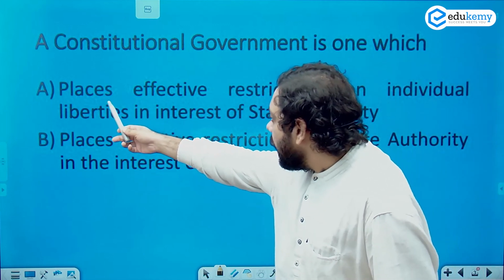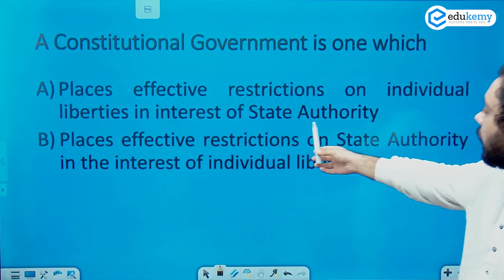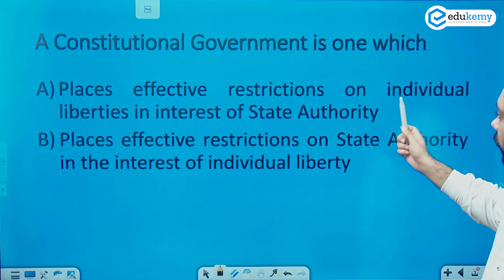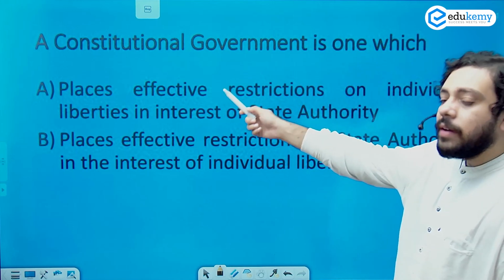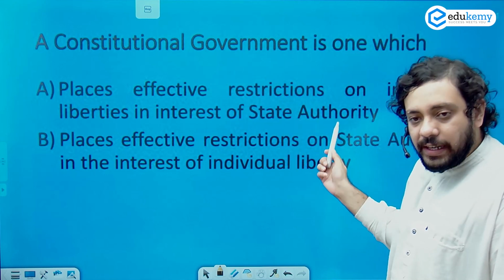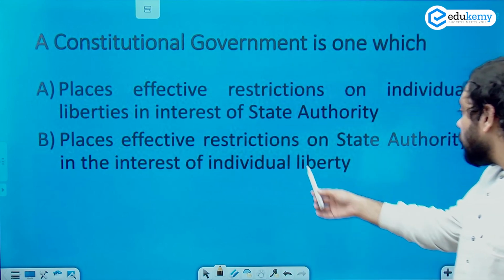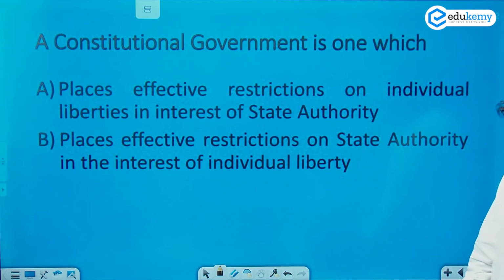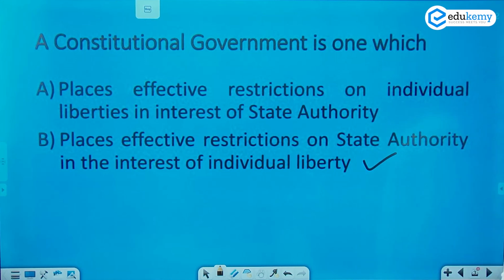Let's discuss A, places effective restriction on individual liberties in interest of state authority. This is incorrect because it is arranged in a reverse order. The order over here is incorrect. The correct ordering is B, places effective restrictions on state authority in the interest of individual liberty. This is indeed the correct answer to this question.